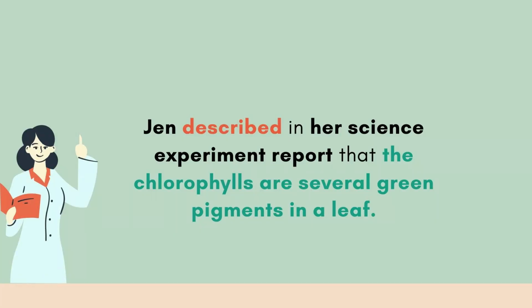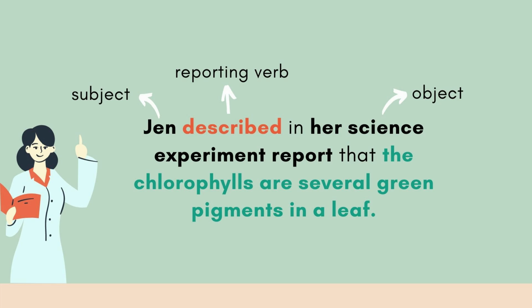Now let's use the example in the first part of this video for the first rule. Jen described in her science experiment report that the chlorophylls are several green pigments in a leaf. So in this sentence, Jen is the subject, the word described is the reporting verb, and in her science experiment report refers to the object of the sentence, and the word that connects it to the object clause, which is the chlorophylls are several green pigments in a leaf.